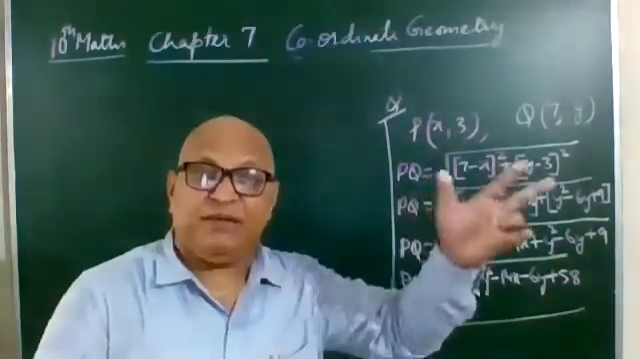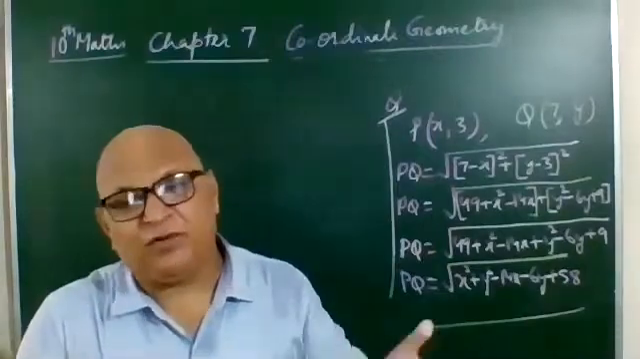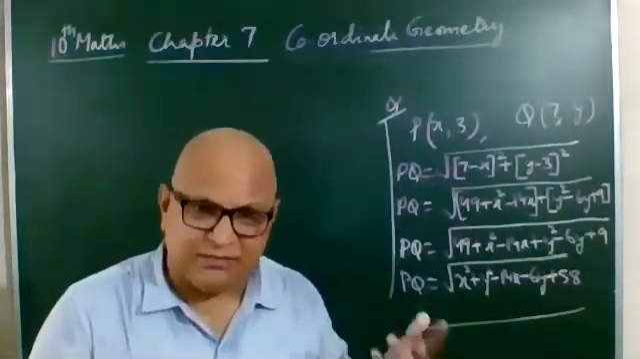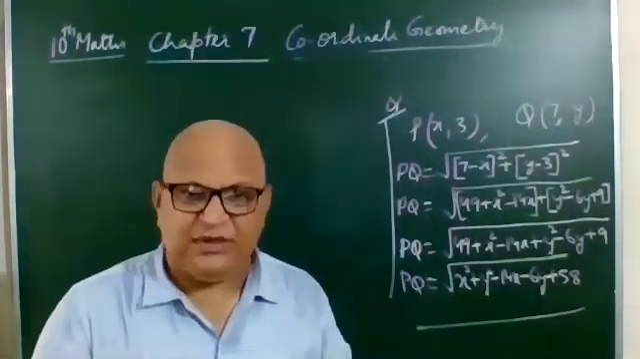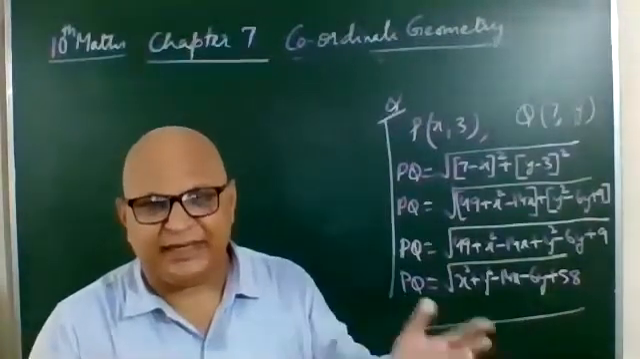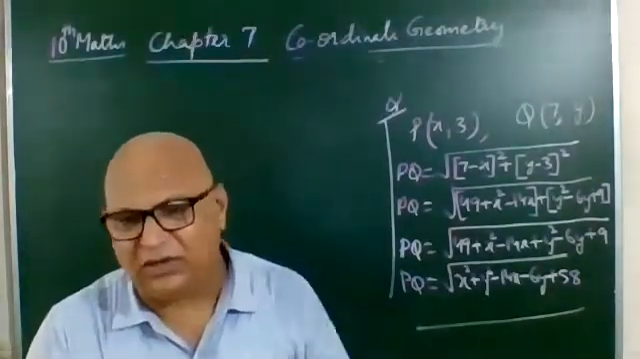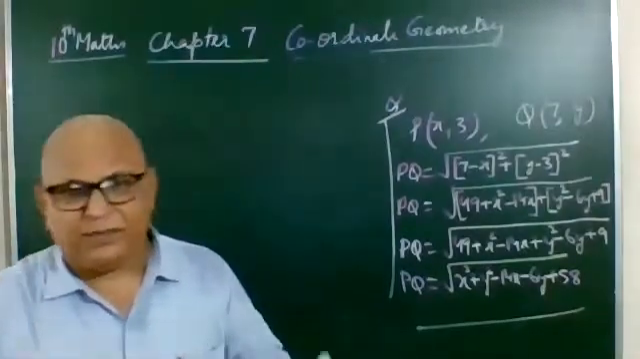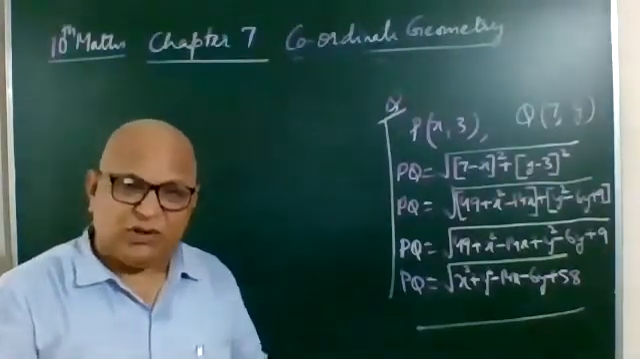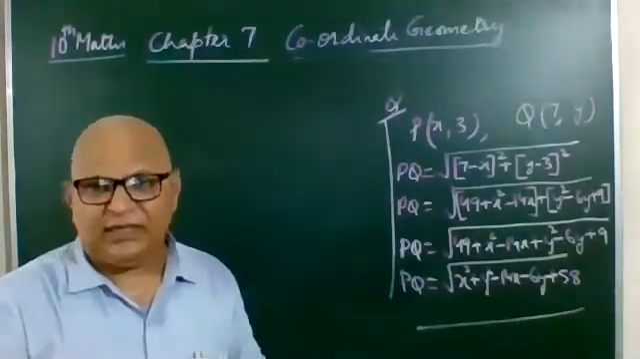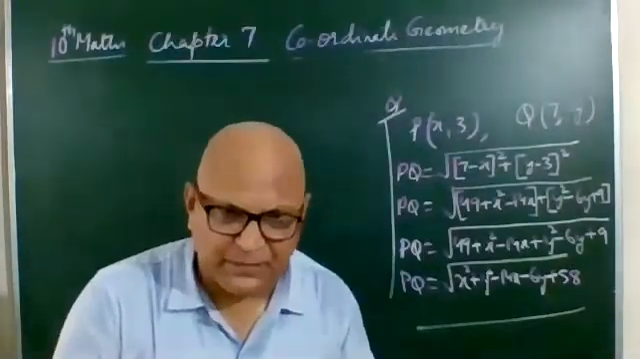Now 4 points may also be given, so for 4 points a quadrilateral may be formed. But what type of quadrilateral? Square, rectangle, parallelogram, rhombus, and you must know all those properties. But all these questions you have to do by the distance formula.